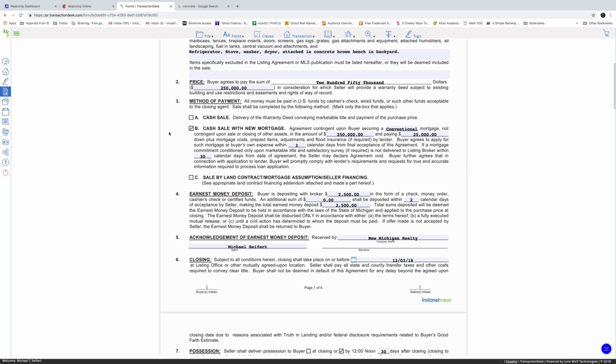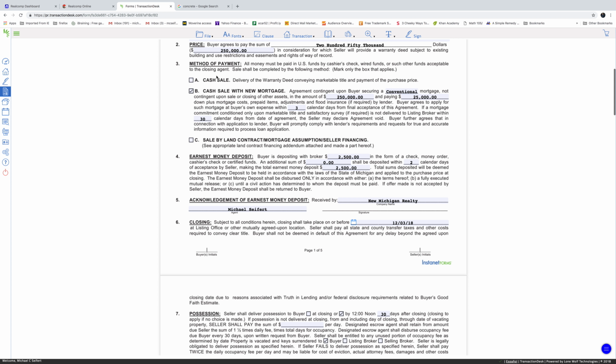So number 2, price. Buyer agrees to pay the sum of $250,000 in consideration for which seller will provide a warranty deed subject to existing building and use restrictions and easements and rights of way of record. So that's pretty self-explanatory. You're putting in the price. The payment method, and here we have a cash sale with new mortgage and a land contract. Now, for this example, we're going to pretend it's a conventional mortgage.